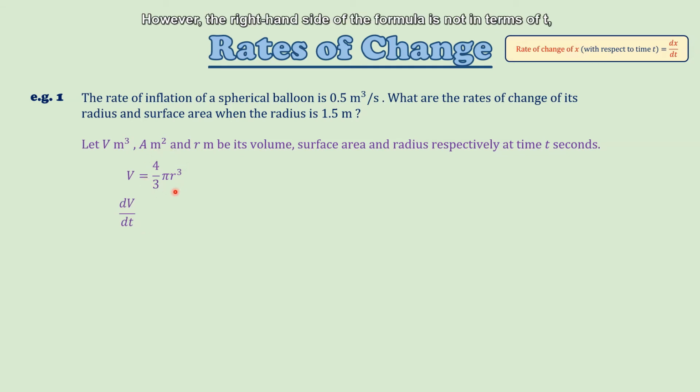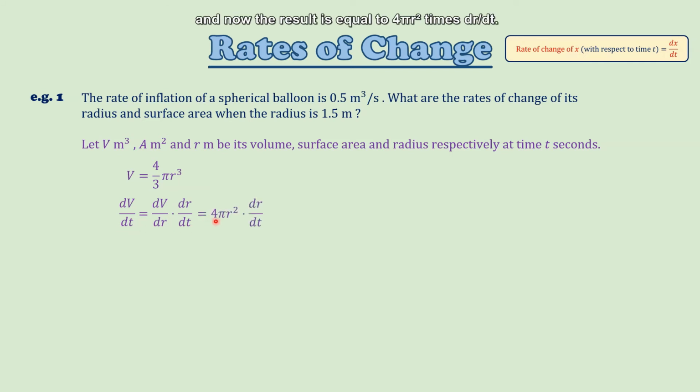However, the right-hand side of the formula is not in terms of t, so in order to do this differentiation, we should consider the chain rule like this. And now the result is equal to 4 pi r squared times dr dt. After differentiation, we can do substitution.